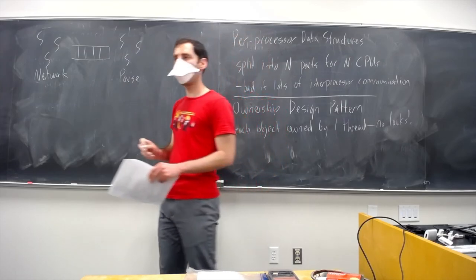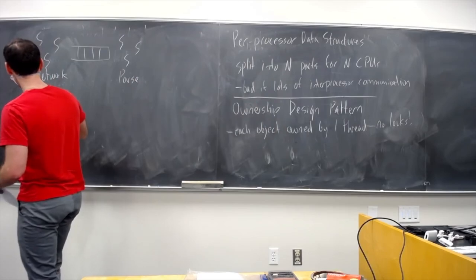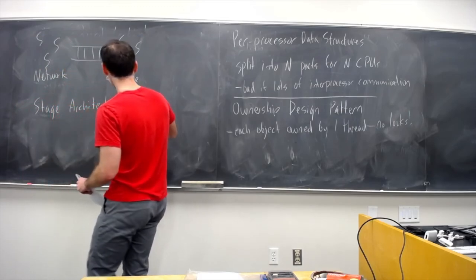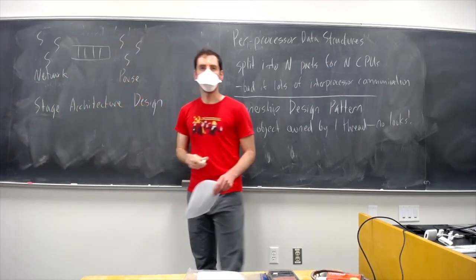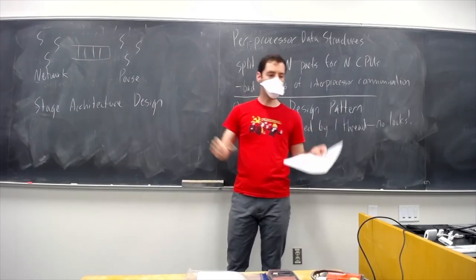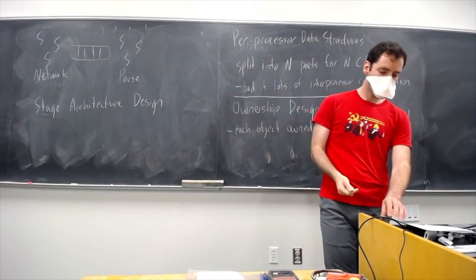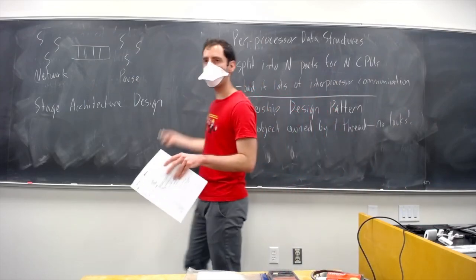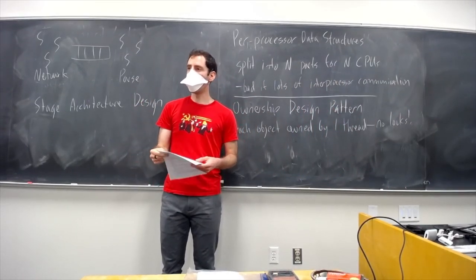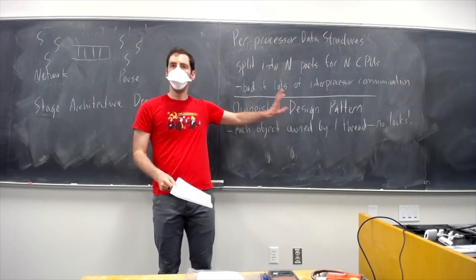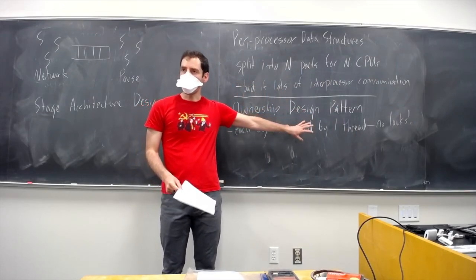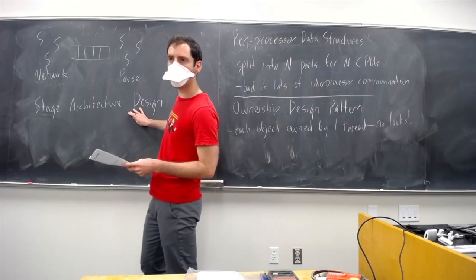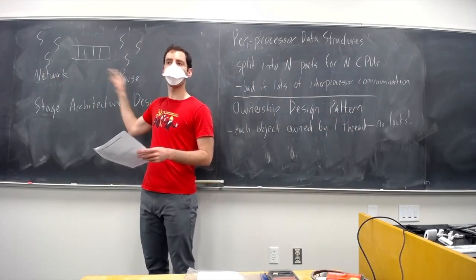The fourth approach is a very similar idea, called staged architecture design. We're going to separate our program into these different stages. The difference between our ownership design pattern and our staged architecture design is the emphasis of the approach. In ownership, one thread owns one object, so we don't need locks there. Here, staged architecture design says we're going to have these separate stages, each with their own pool of threads.